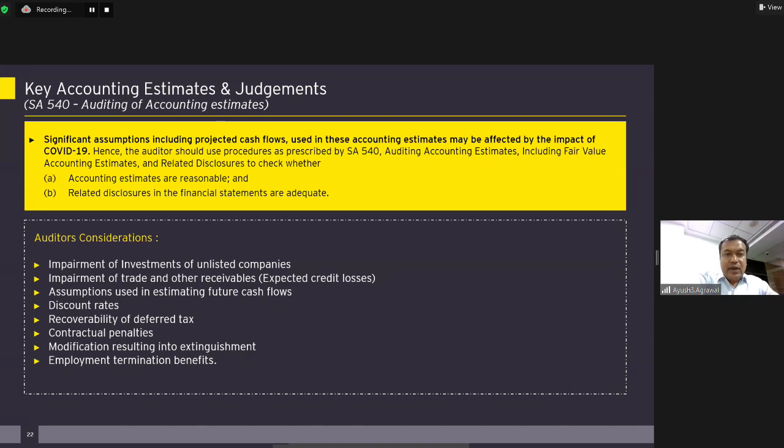Now, these are some of the key accounting estimates and judgments. We have already discussed this, and the auditor should continue to consider the same: the impairment of investment in unlisted companies in the light of COVID, the impairment of debtors, how the company has factored the COVID impact in its overall future cash flow estimation, what the considerations of the discount rate are, and if there are contractual penalties in the underlying financial asset contract, how the same has been considered. All these considerations while auditing financial instruments which are impacted by COVID should be dealt with as part of the audit.